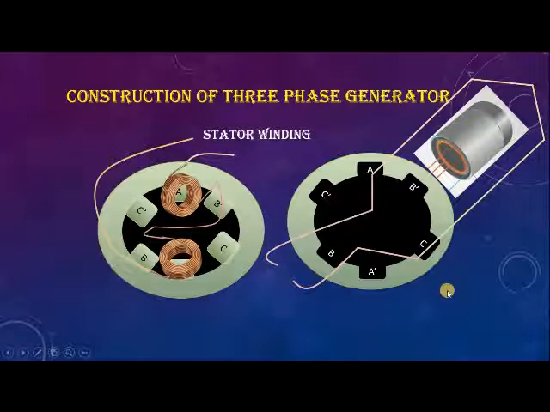So the stator windings are accommodated in the slot. I have shown only one winding. This is the A phase winding. Similarly, we will be having B phase winding and C phase winding.